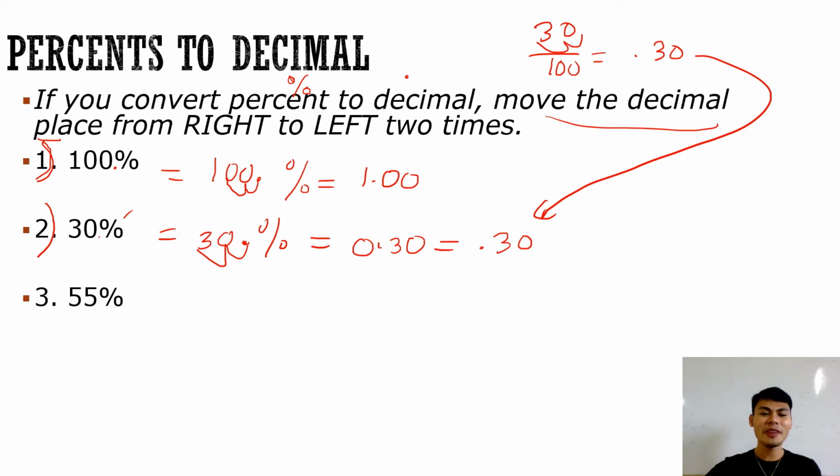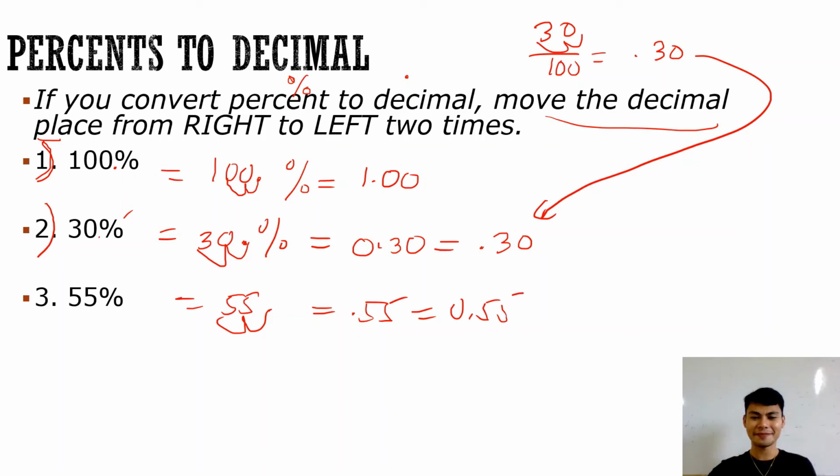Okay, how about 55%? Same lang yan, sir. 55, nandito yan. Tapos 1, 2. So, it's 0.55, sir. Correct! Baka sabihin nyo, sir, nandito sa 3. No. It's number 3 ha. Baka ma-misled kayo. Number 4.